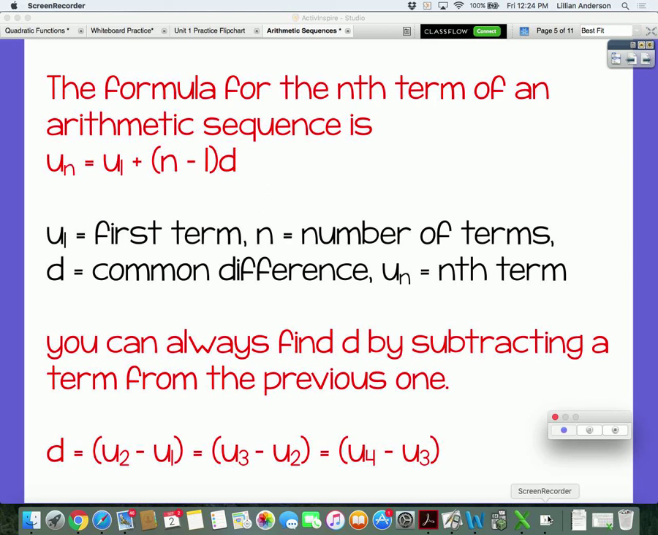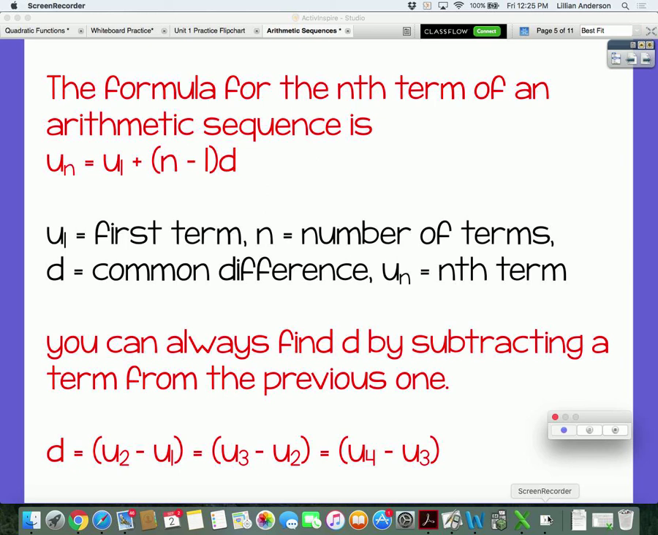N represents your number of terms. Okay? So the problem might ask you to find D. D is your common difference, so that number that's being added each time, whether it's positive or negative. And then U sub n represents the nth term. So if it asks you to find the fifth term, you know your number of terms is 5. You're looking for that term in the sequence. What actually is it? What's the number? It's not going to be 5, but it's in the fifth spot.